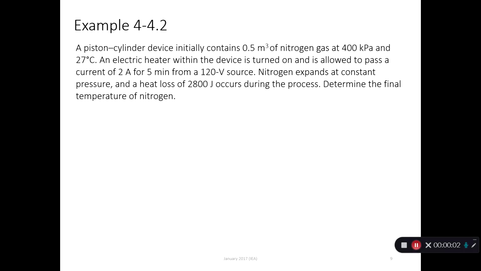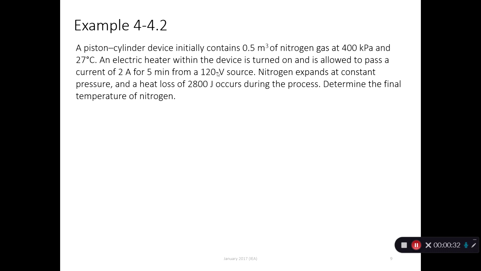Hey guys, so I want to discuss another example here for specific heat. So let's go straight to the question. A piston cylinder device initially contains 0.5 meter cubed of nitrogen gas at 400 kPa and 27 degrees. An electric heater within the device is turned on and is allowed to pass a current of, this is the current in ampere, the time, and this is the voltage.